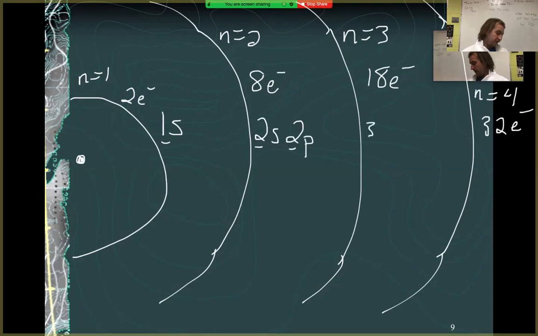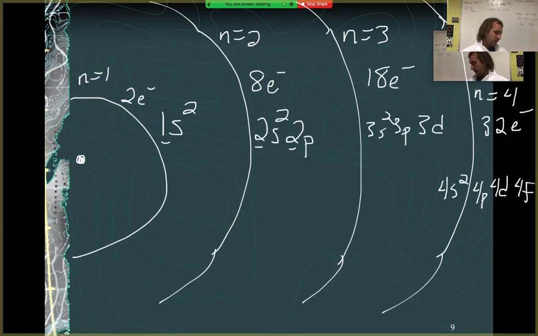In third, we can have a 3s, a 3p, and a 3d. And in the fourth, I want to make sure I have room. I got 4s, 4p, 4d, and 4f. So we're just splitting apart our energy levels, being a little more specific. Sometimes we'll actually show how many electrons are in there. So we can have 2 in the s's. S's all hold 2 electrons.